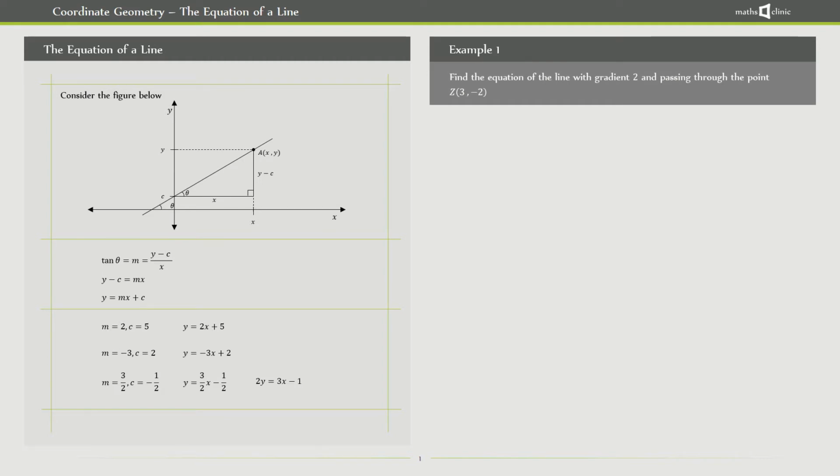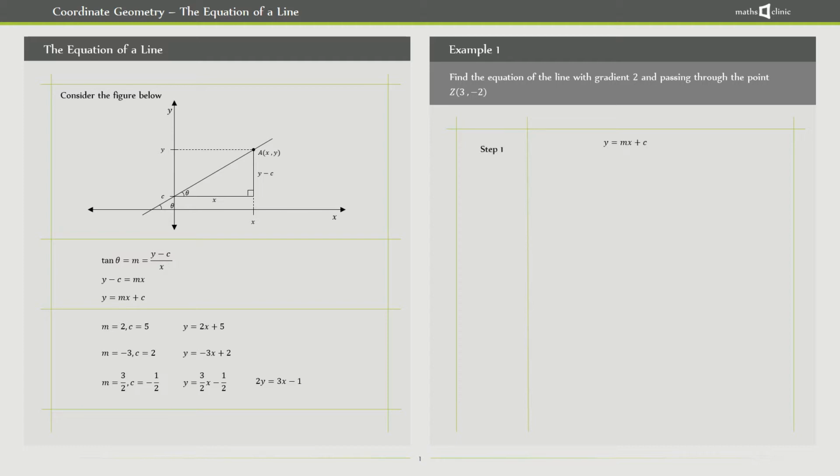Example 1 says find the equation of the line with gradient 2 and passing through the point Z, which is (3, -2). So we've been given the gradient of the line and a point on the line, and we've been asked to find the equation of this line. To find the equation of this line, you need two things: the gradient and the intercept. The gradient is already given, the gradient is 2, but the intercept is missing. We weren't given the intercept, so we need to find the intercept to define this line.